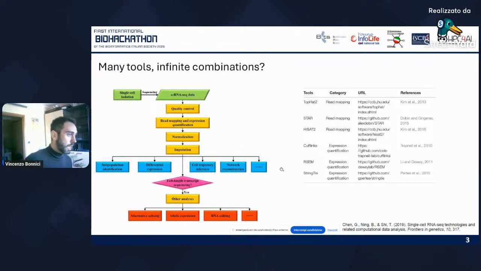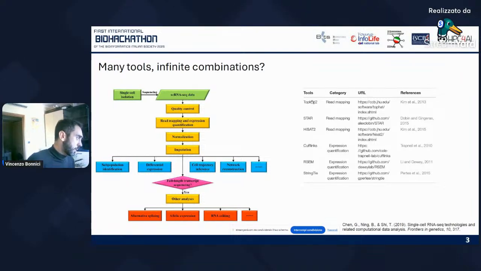So if you multiply the number of tools for every one of these steps, the combinations that you can obtain are very large. So usually what we do is only use the most used tools and the most used combinations that we know are working. However, we are not limited by this.